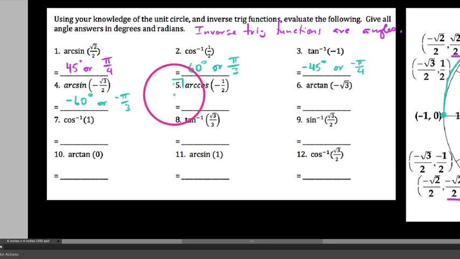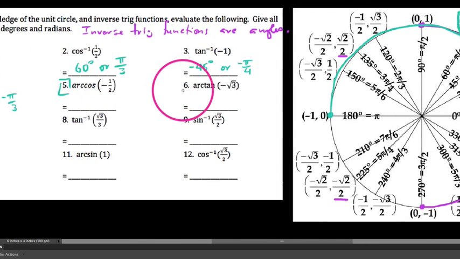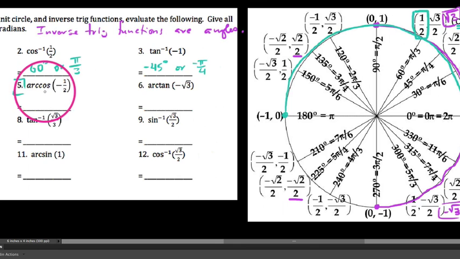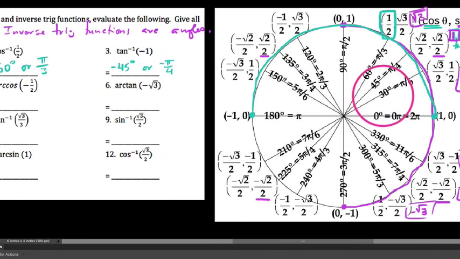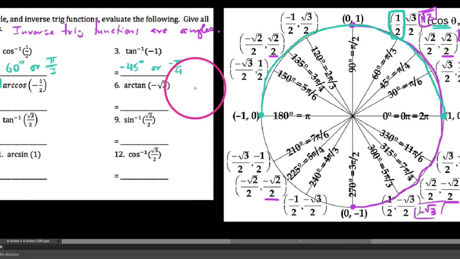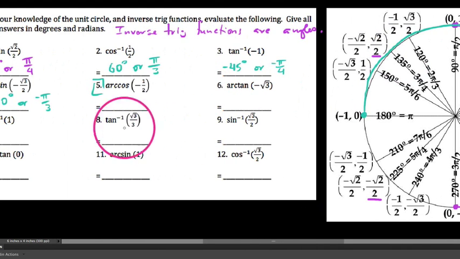Now the one I want to look at specifically is number 5. What angle gives you a cosine value of negative a half? Here's the thing we need to pay attention to. There are many angles that give us a cosine value of negative a half. One here at 120 degrees, another one down here at 240, and we could find infinitely many coterminal angles with those two. But which angle between 0 and 180 gives us a cosine value of negative a half? That occurs at 120 degrees right here, or 2 pi thirds.